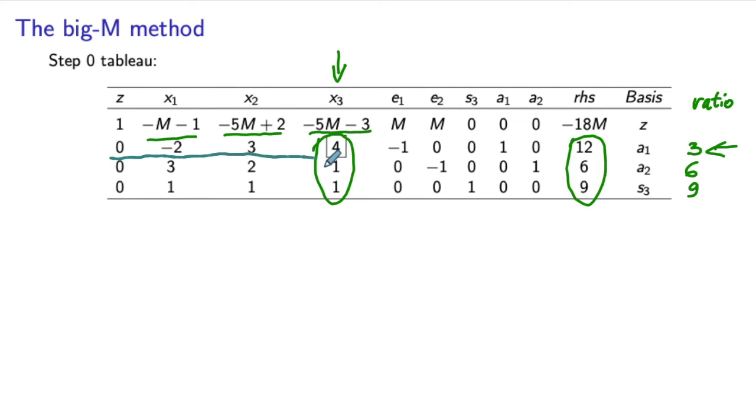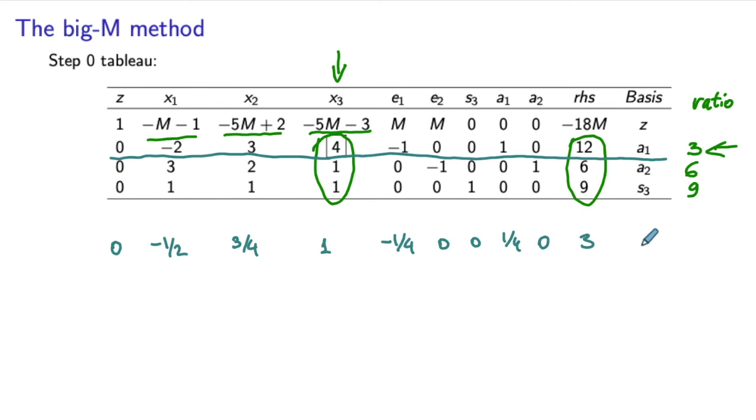Let me underline the winning row. Next, you need to divide this row by the pivot element to update it. Sure thing, this part is also business as usual. The new basic variable for this row will be x3, which replaces the first artificial variable in the basis.